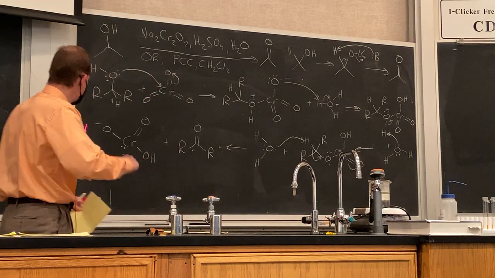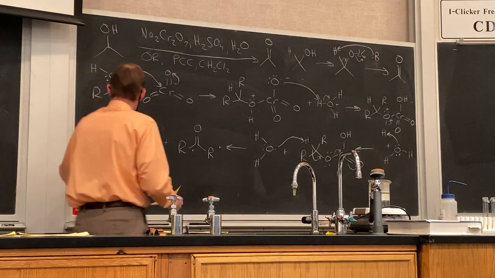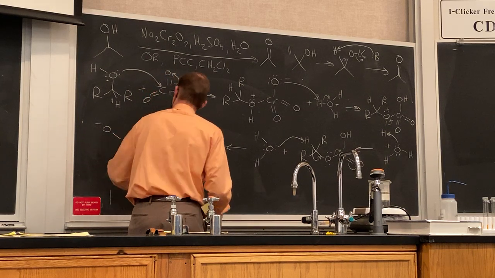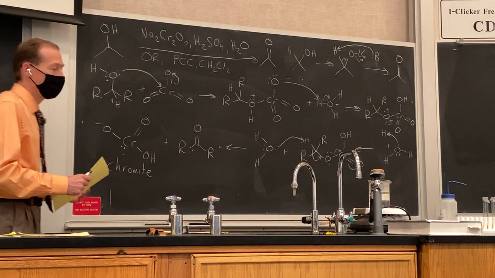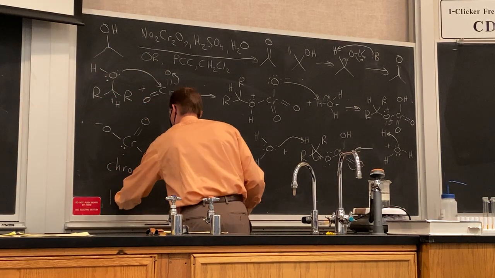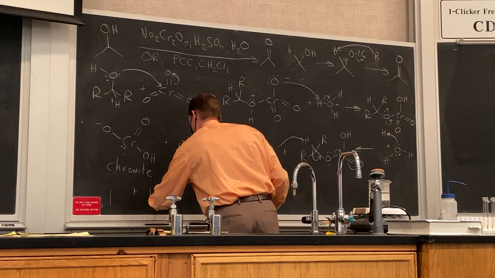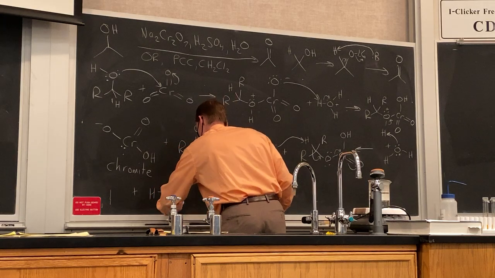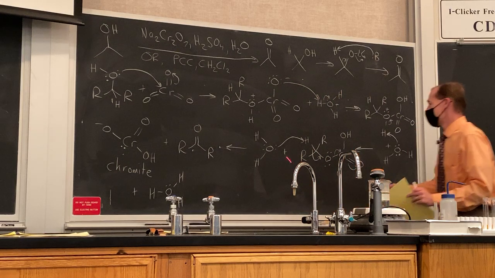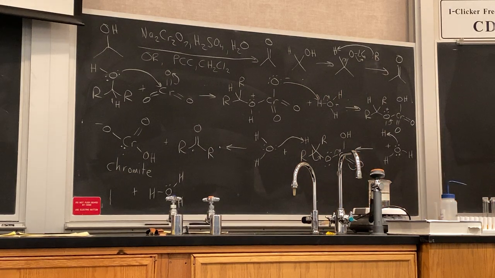Which looks like this. This ion, I'm not great with my inorganic nomenclature, but I believe that's referred to as chromite. And then we also produce H3O+ in this step as well. Okay. So this is our oxidation step.